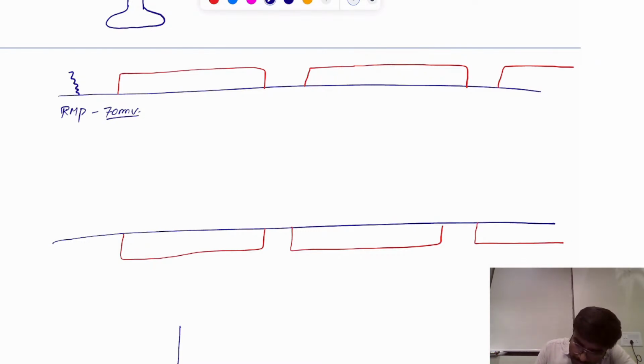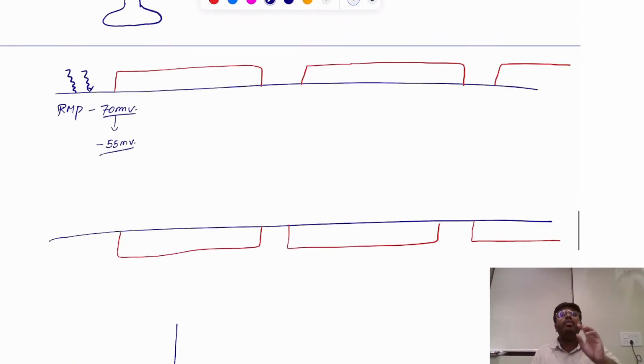Now you are giving stimulation. When you are giving the stimulation, the membrane potential goes from minus 70 to minus 55 millivolts. Now do you know what happens?